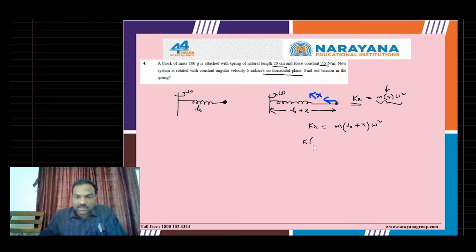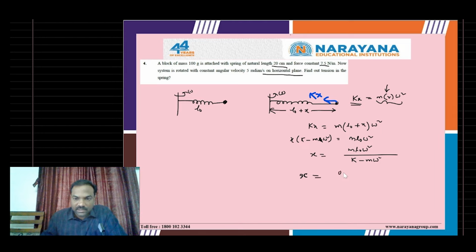So then k into x, actually the x value we have to find out. So let us go with the x value. I can write that x into k minus m omega square is equal to m L0 omega square on the right side. Then what is the x value? You will get m L0 omega square by k minus m omega square. So let us see what x value we will get in our calculation.